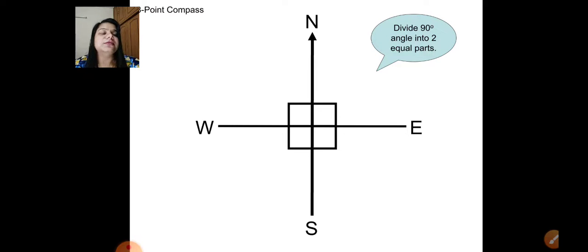Now if you will divide this 90-degree angle which is formed between north and east, we will divide it into two equal parts. Okay, so which angle is this? Half of 90-degree is obviously 45-degree. So when we divide 90-degree into two equal parts, both the angle formed will be of 45-degree.